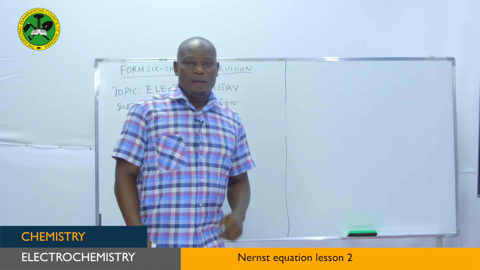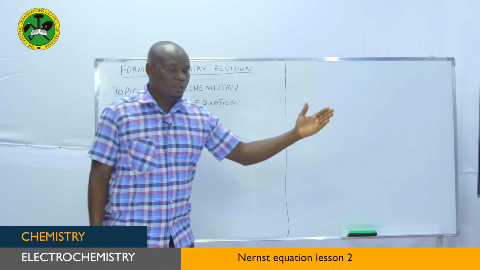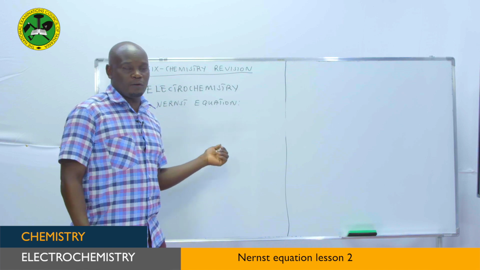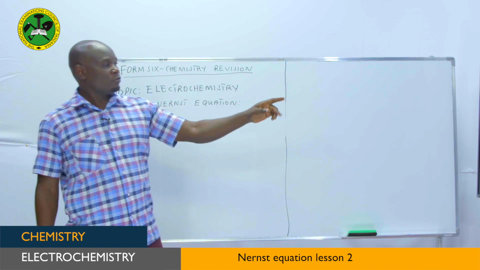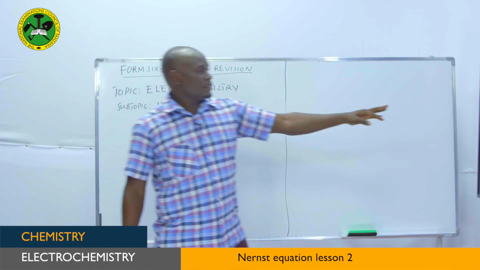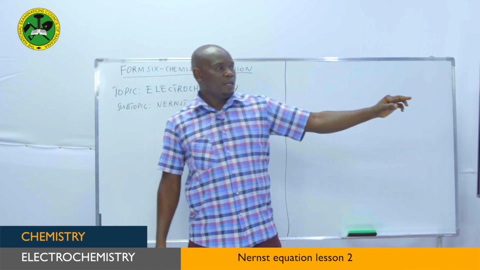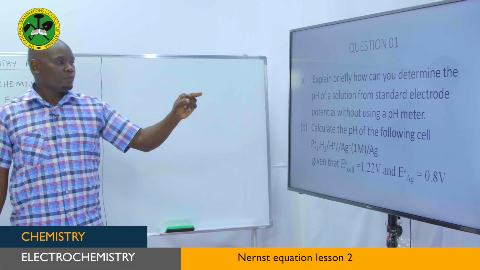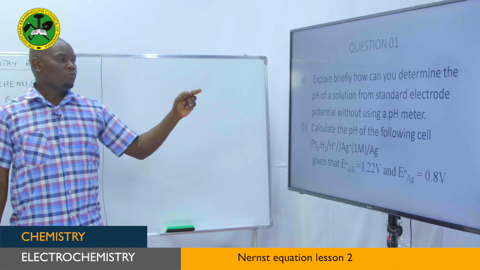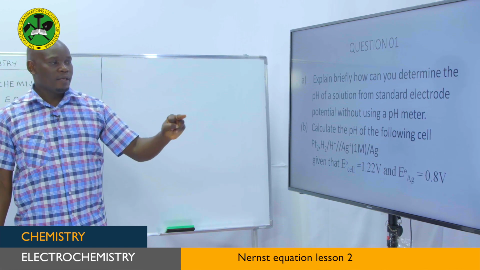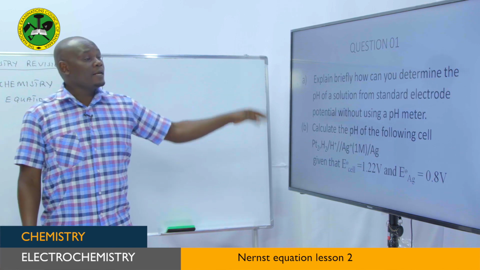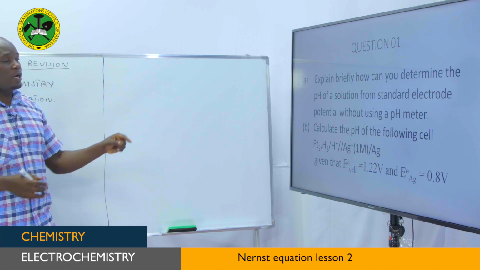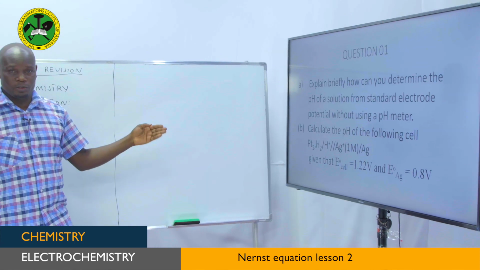Okay, welcome back for discussion on some questions that require you to use the knowledge we have discussed. The first question asks you to explain briefly how you can determine the pH of a solution from standard electrode potential without using a pH meter. So it's an explanation question. You need to give the highlights on how to determine the pH of a solution without using a pH meter.